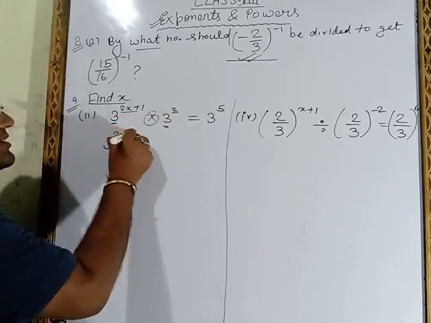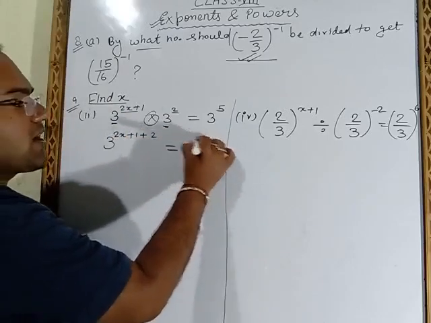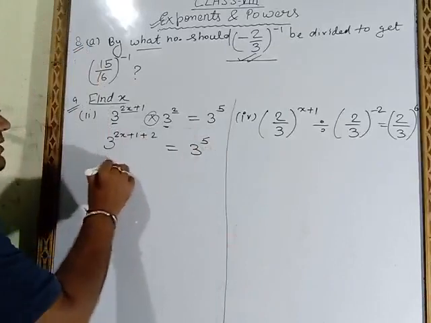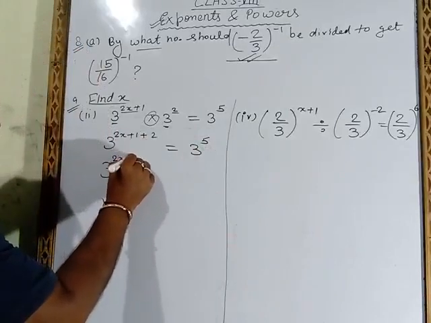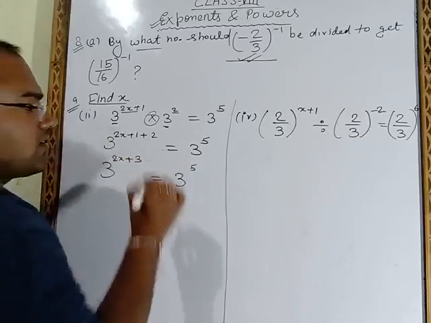So the power is 2x plus 1 plus 2, equal to 3 upon 5, 3 power 5 we have to write as it is. Now 3 power 2x plus 1 and plus 2 will become plus 3, is equal to 3 power 5.